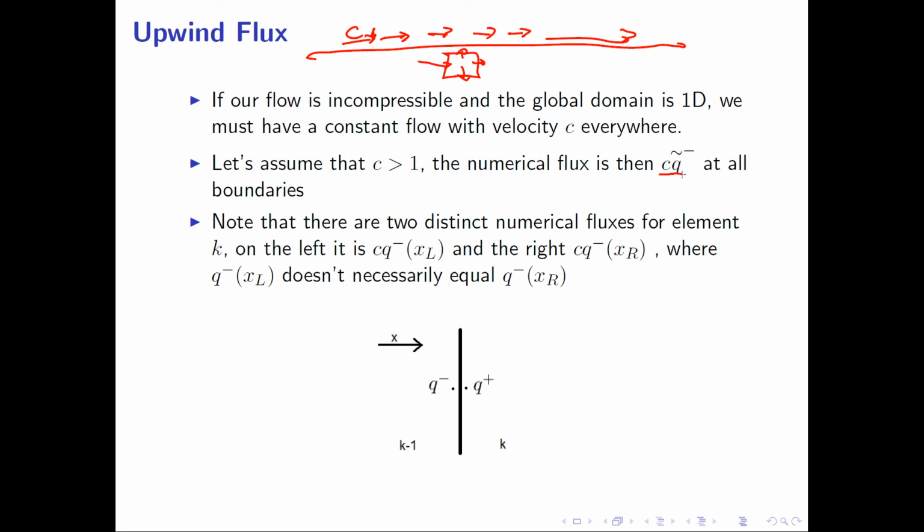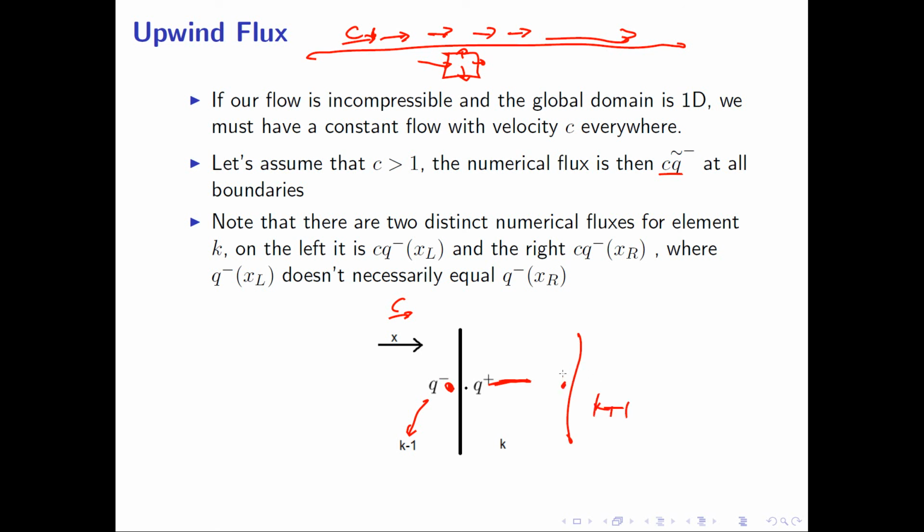Now, just because it's the same overall form for every boundary doesn't mean the actual quantity is the same at every boundary, because recall that Q minus here is the upwind element. So if we consider our kth element here, then it's easy to see that our flux, if we have a velocity in the positive x direction, will be this quantity here, Q minus, but this is associated with the K minus 1 term. Likewise, you could imagine that we have a further upstream element, call it K plus 1.